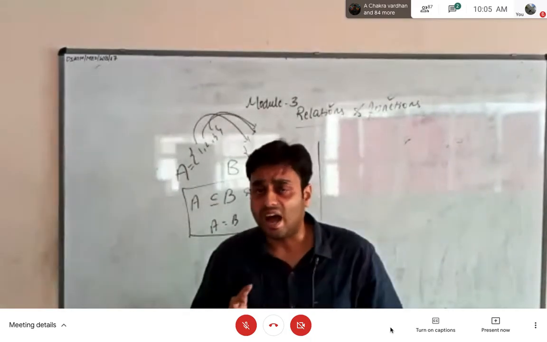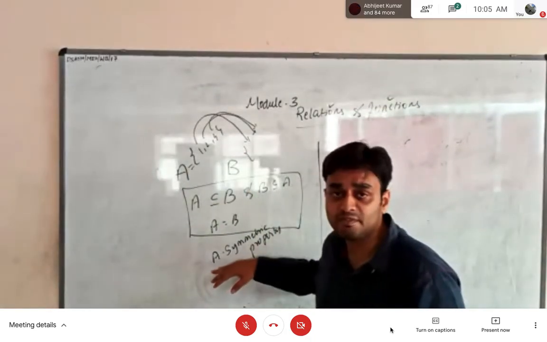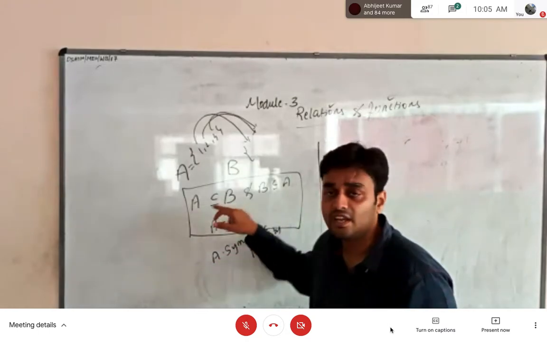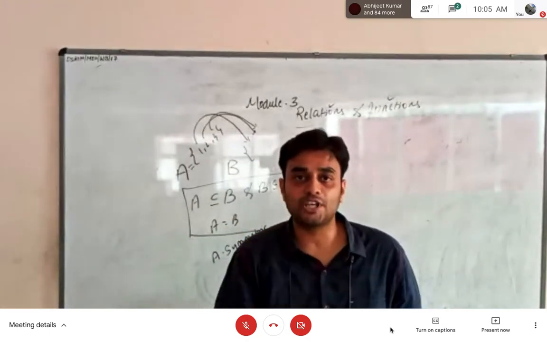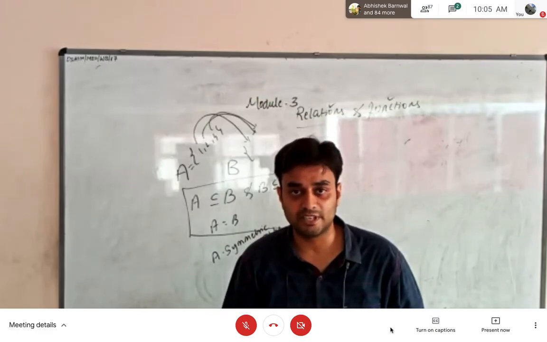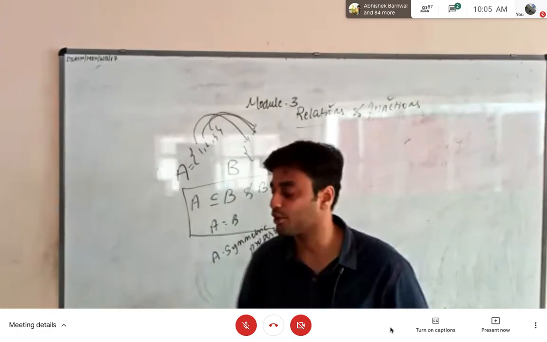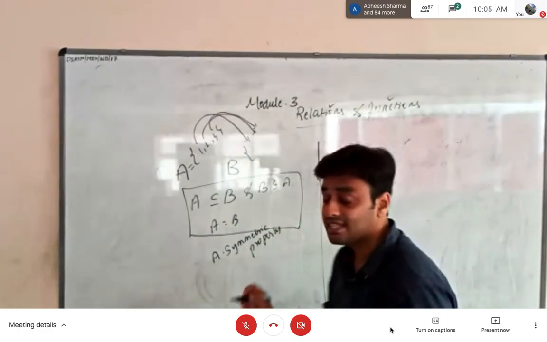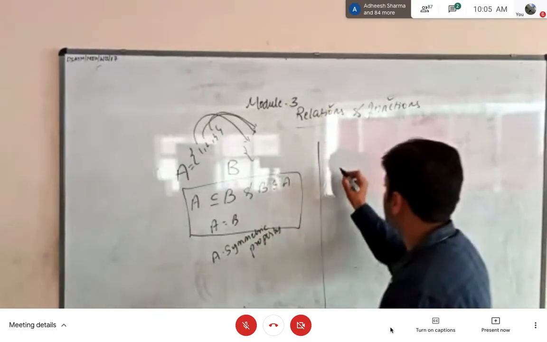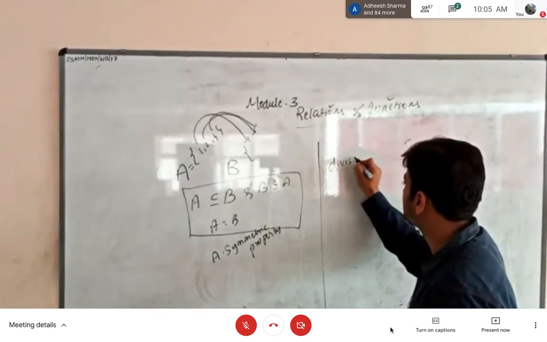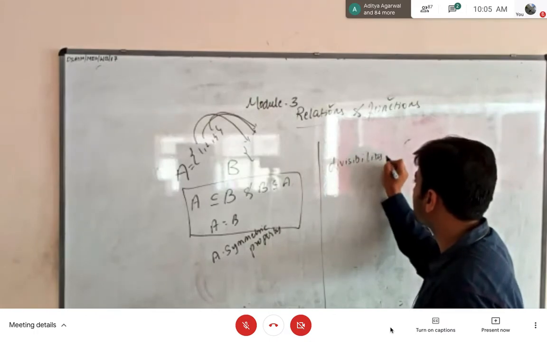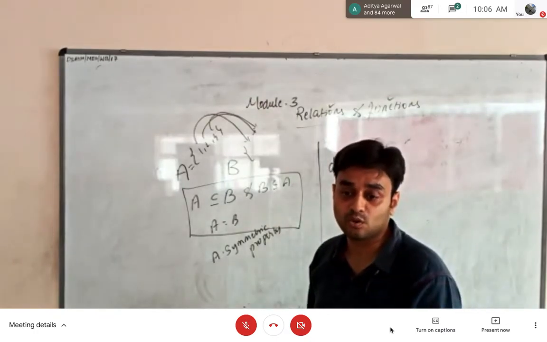Okay, so now I have given this antisymmetric rule with respect to subset. So now, can you tell some other operation which will satisfy the antisymmetric rule? I'll give one more example for you. That is, say for example, divisibility. Divisibility is an operation which will satisfy the antisymmetric rule.